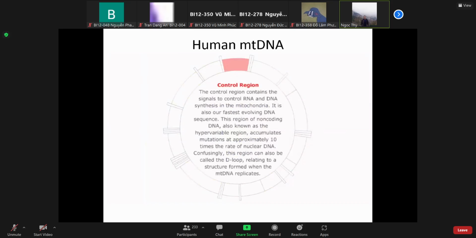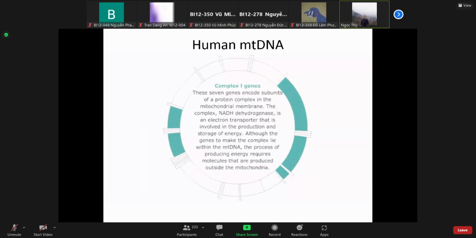Control region. The control region contains the signals to control RNA and DNA synthesis in mitochondria. It is also our fastest evolving DNA sequence. This hypervariable region accumulates mutations at approximately 10 times the rate of nuclear DNA. This region is also called the D-loop, relating to the structure formed when mitochondrial DNA replicates.